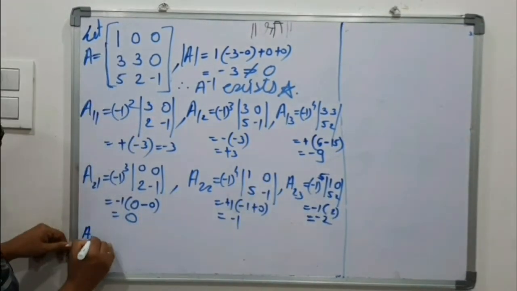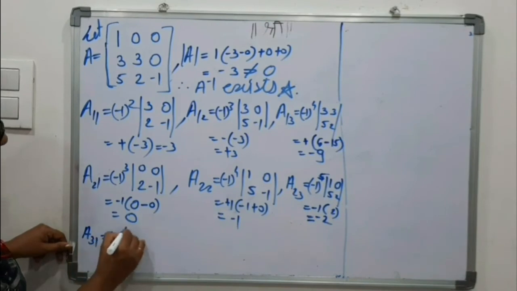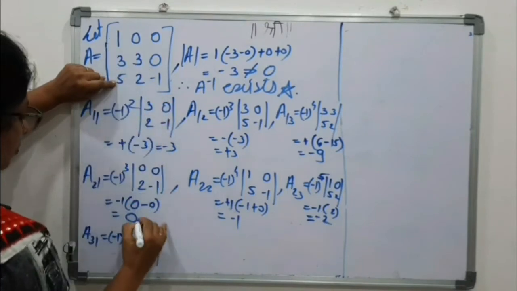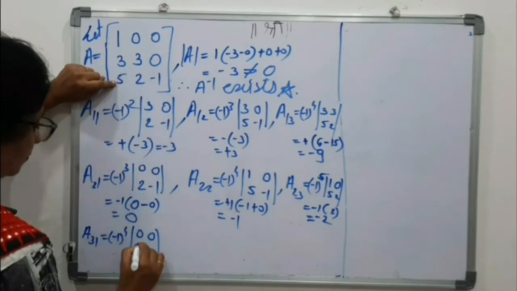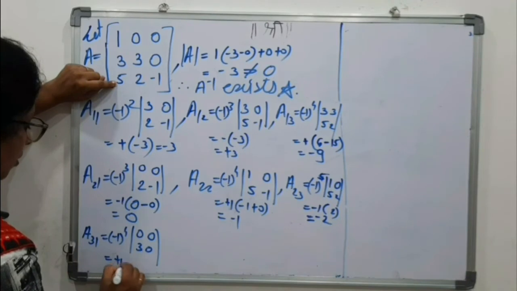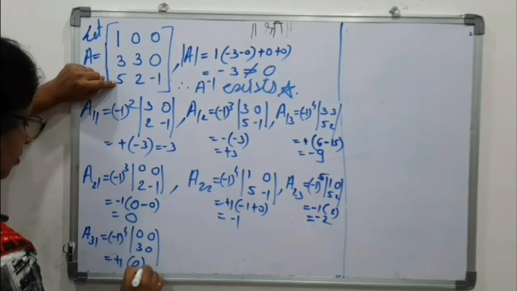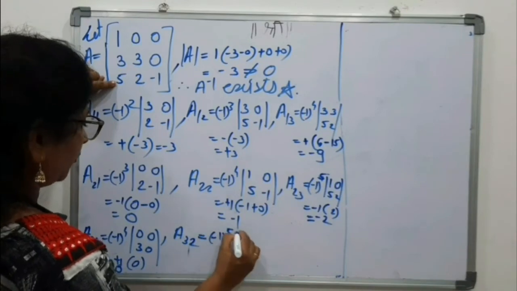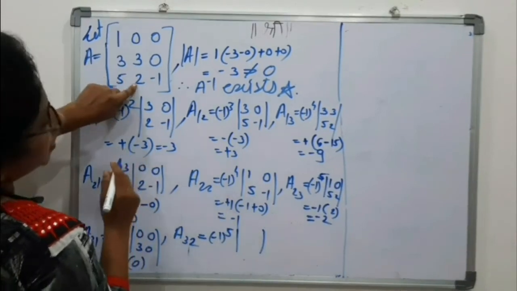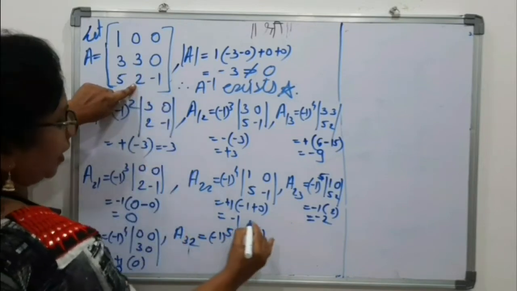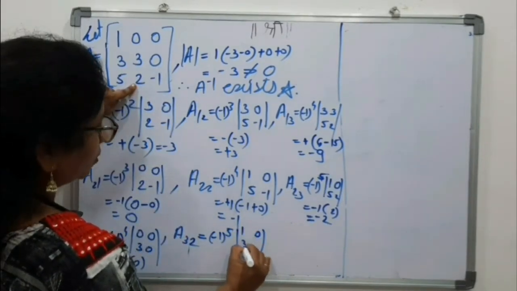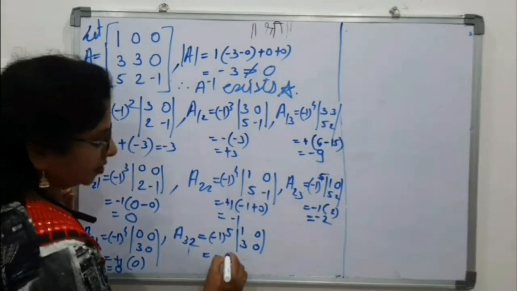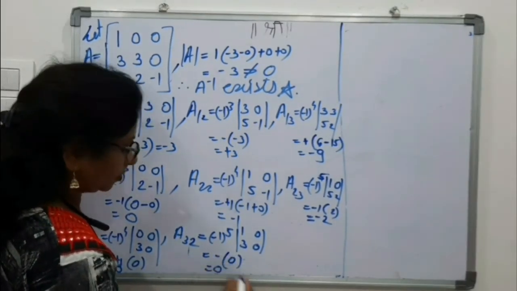Then A31, minus 1 to the power 4. This element. So hide this row and this column: 0, 0, 3, 0. Plus 1 into 0 minus 0 is 0. A32, minus 1 to the power 5. This element, this row and this column we will hide. 1, 0, 3, 0. So minus, power odd. So minus in bracket 0, so no problem, only 0.